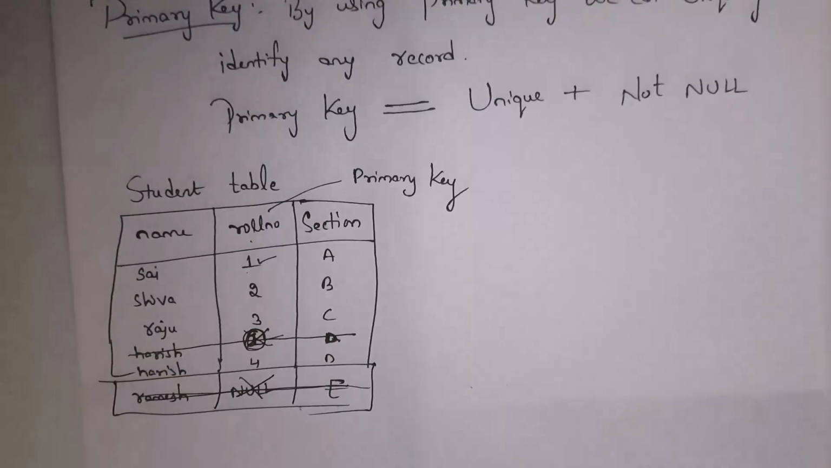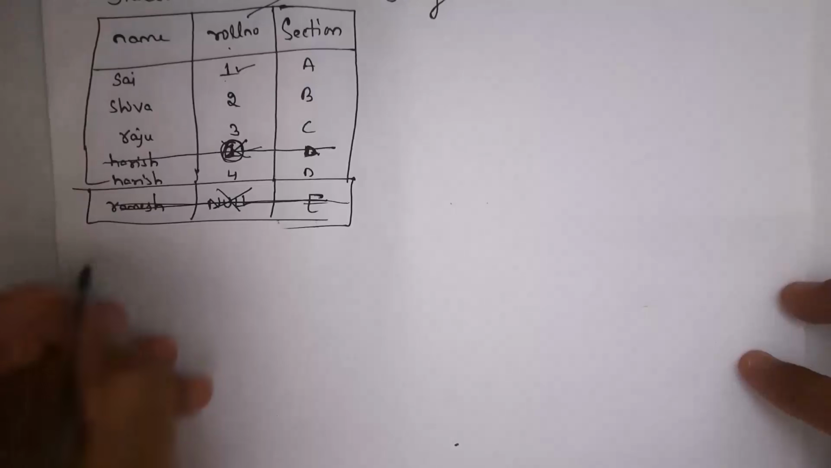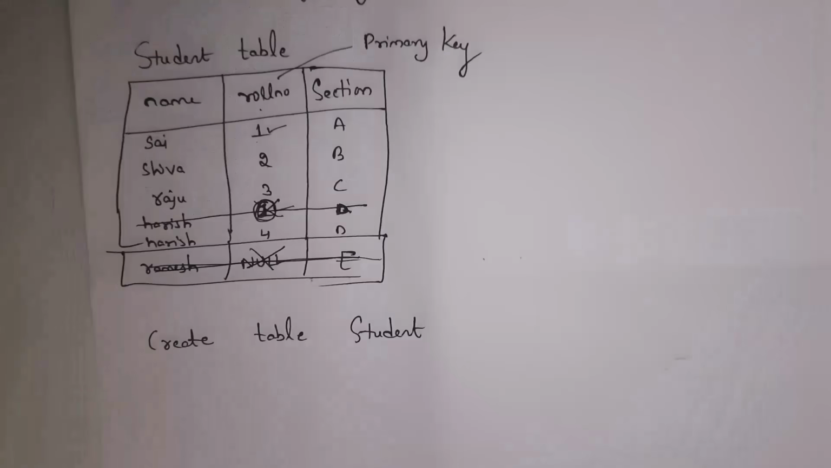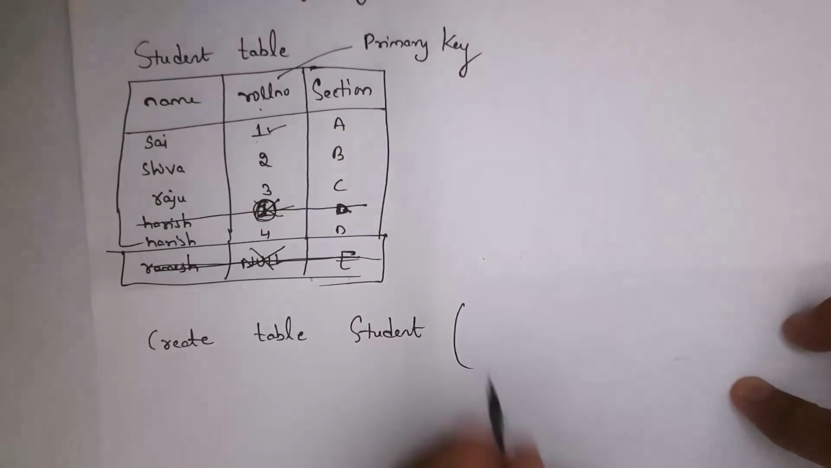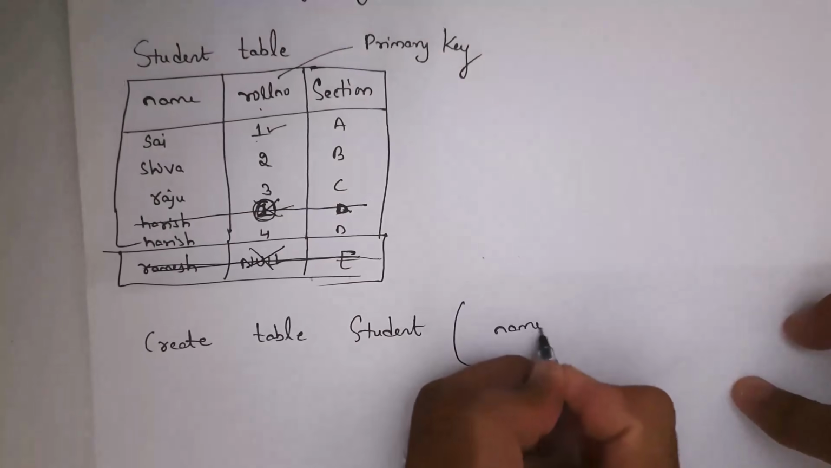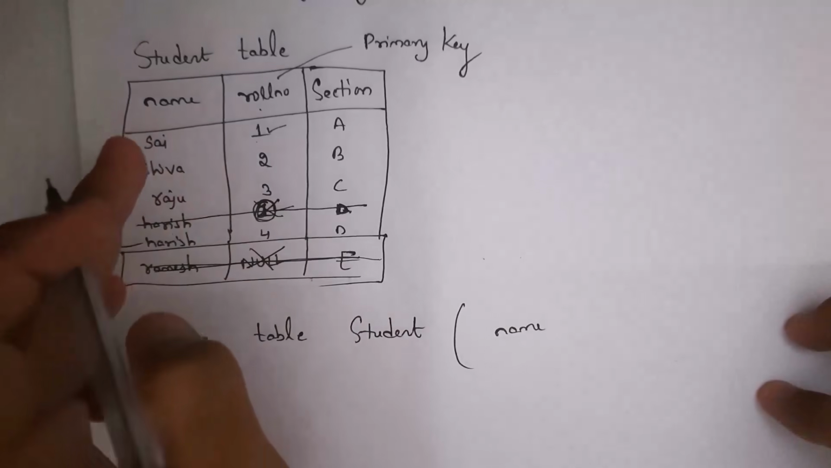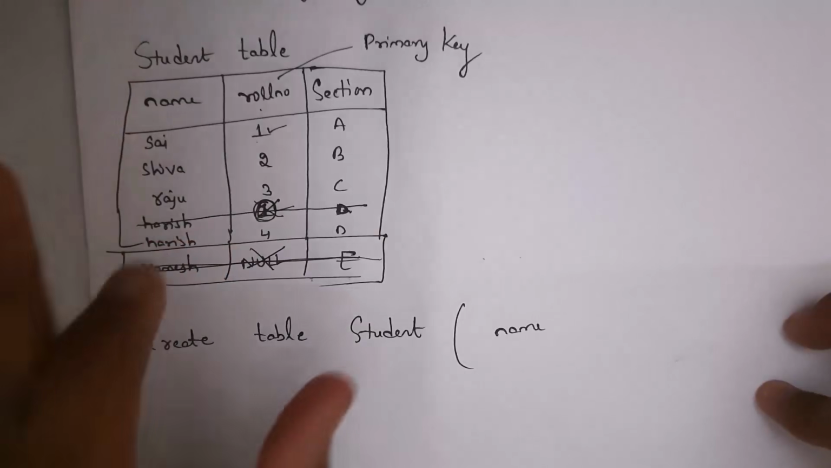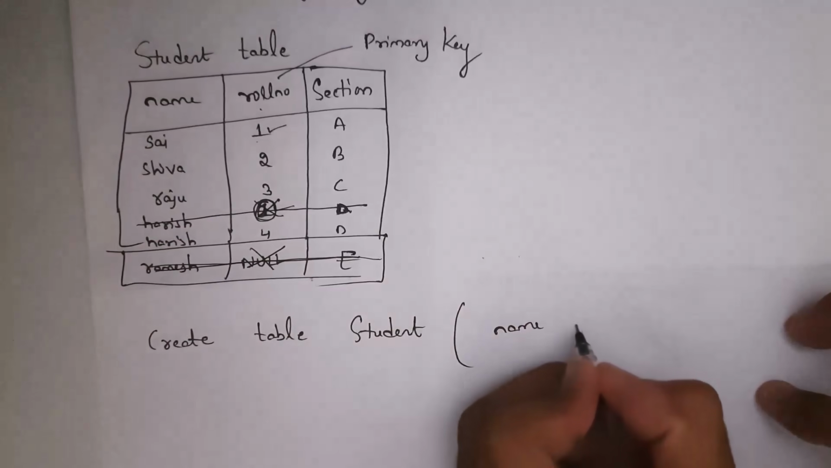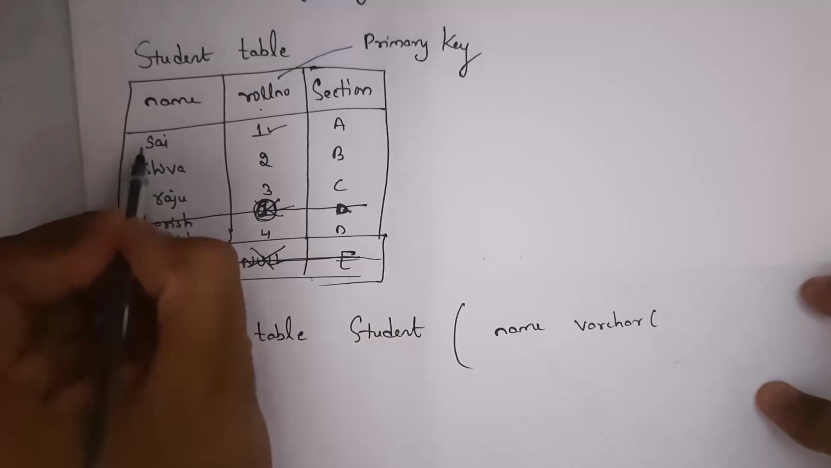Now I will write code in order to create the student table. I want to create a table. The table name is student. So write here create table student, open bracket. First column is name. So write here name, which is the column name. And here you need to give a data type. I want to give names like Sai, Shiva, Ramesh, and so on. So all are characters. So I need to use the varchar data type. So write here varchar and give your size. For example, for Sai 1, 2, 3.